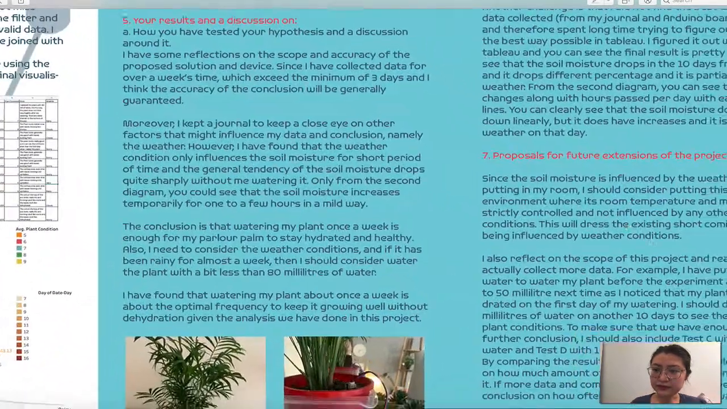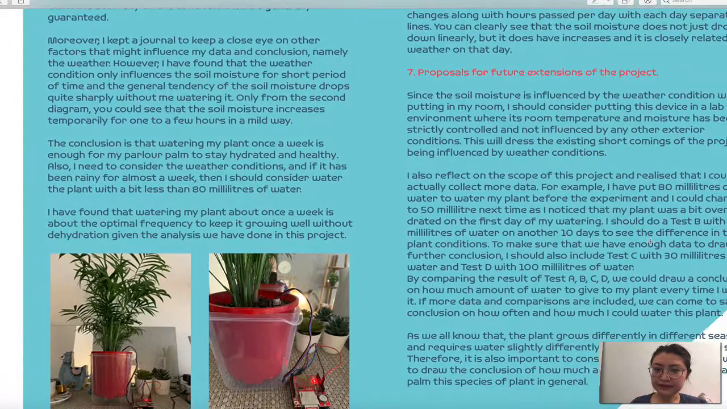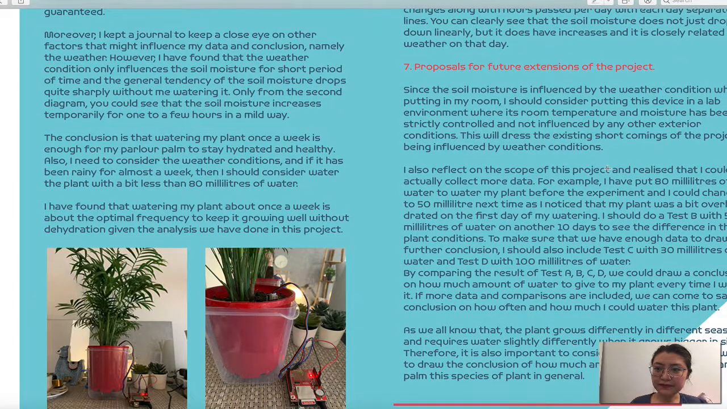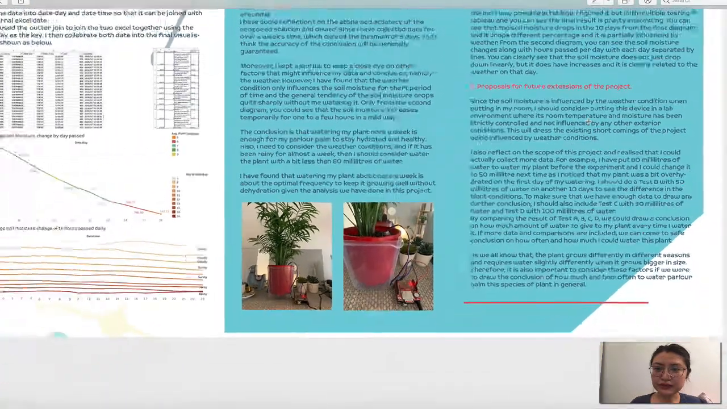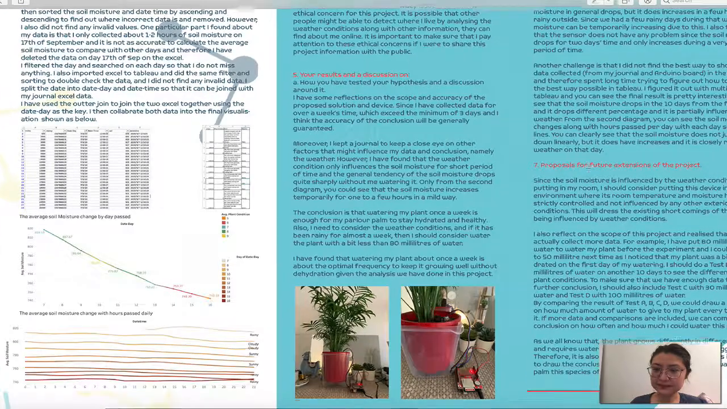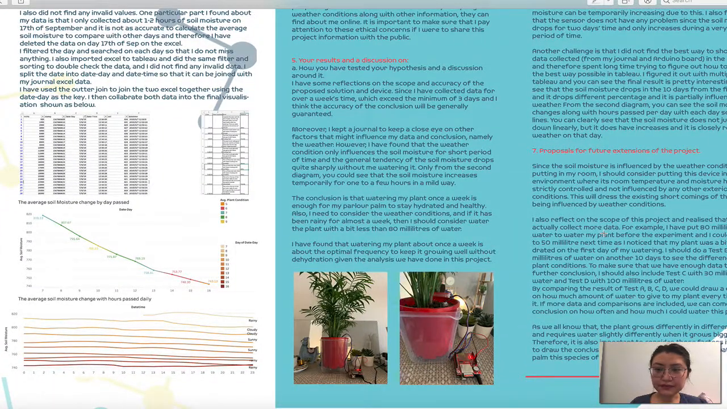The proposal for further extension of the project. Since soil moisture is influenced by weather conditions, I think for the future extension of the project, it is better to put this plant in a lab condition. In a lab environment, we can control the temperature and room moisture, so we do not need to consider any weather conditions. I also reflect on the scope of this project.